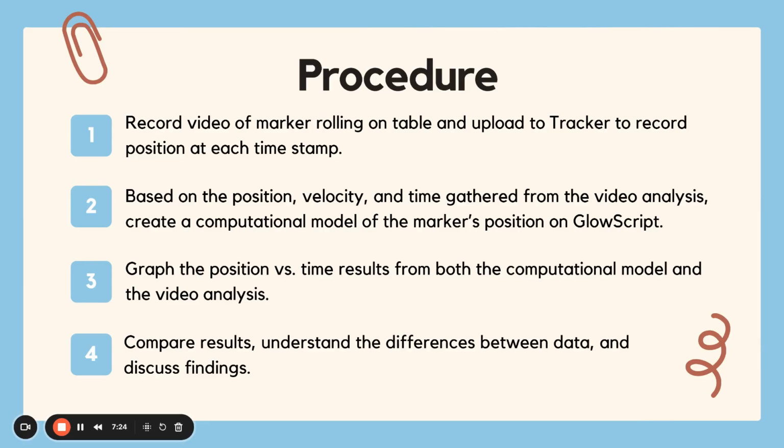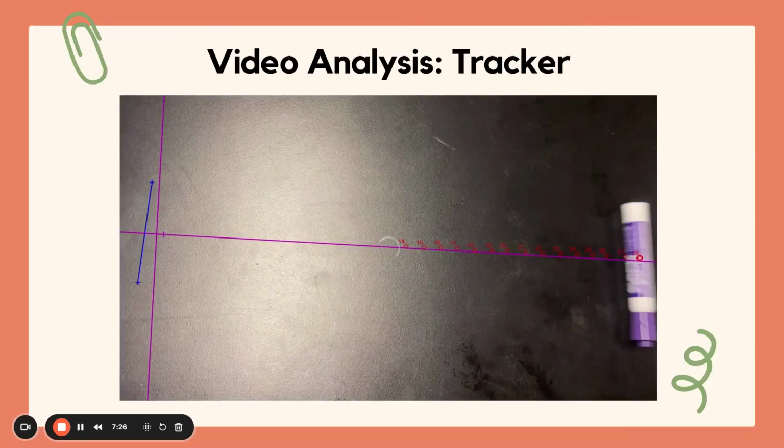Now, let's take a look at the actual motion we analyzed. Here's a video of the marker rolling, which we used for our video tracking. By examining its motion frame by frame, at each of the red diamonds, we collected position data. With this data, we were then able to construct a computational model of the motion we observed.